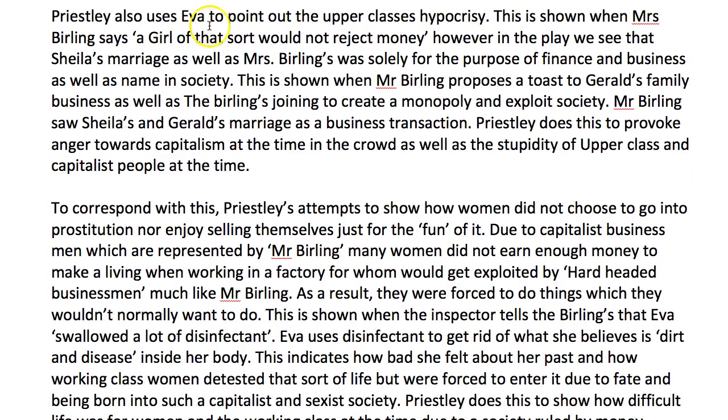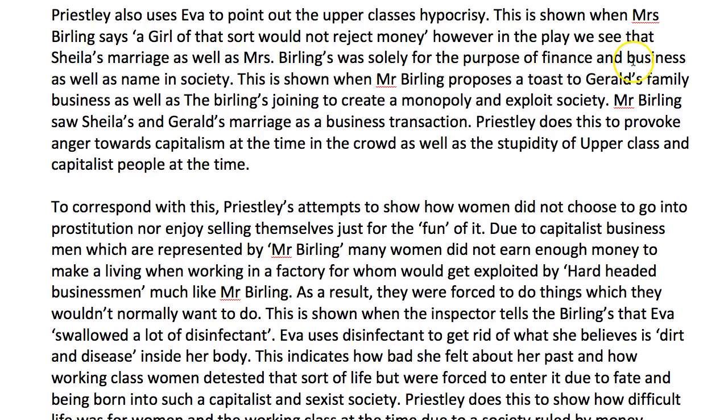Priestley also uses Eva to point out the upper class hypocrisy. This is shown when Mrs. Birling says, a girl of that sort would not reject money. Full stop. However, comma, in the play we see that Sheila's marriage, as well as Mr. Birling's, was solely for the purpose of finance and business, as well as name in society.